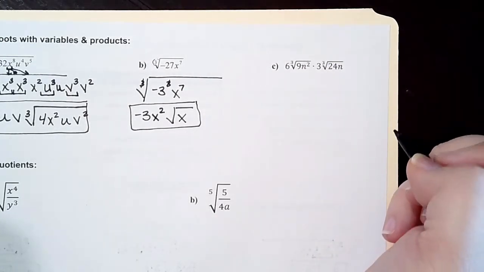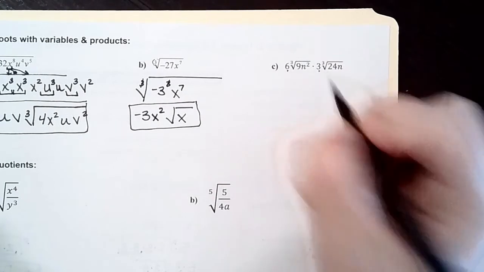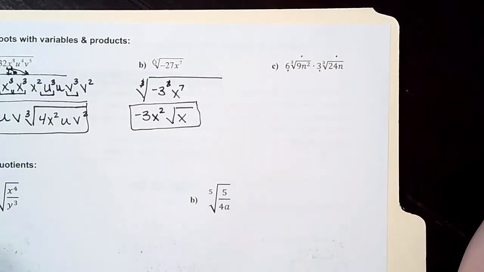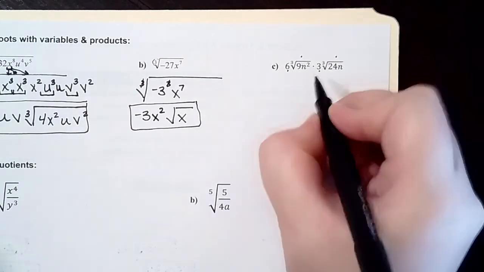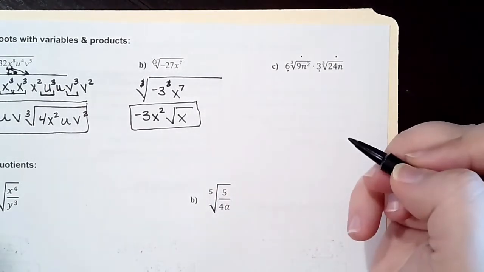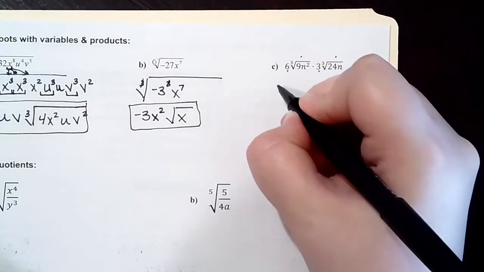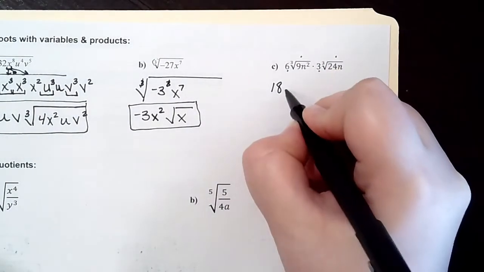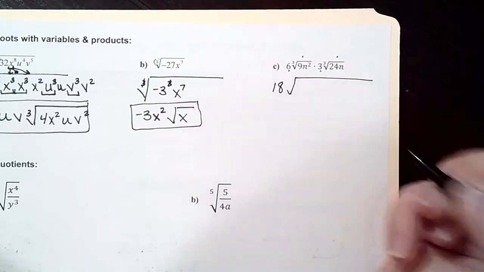Remember what I said last time, we only multiply things on the outside and we only multiply things on the inside as long as the radicals are the same. So I'm going to start off right away. Let's just simplify the outsides. 6 times 3 is 18. Boom, we've already simplified something. Take those little victories, you know?